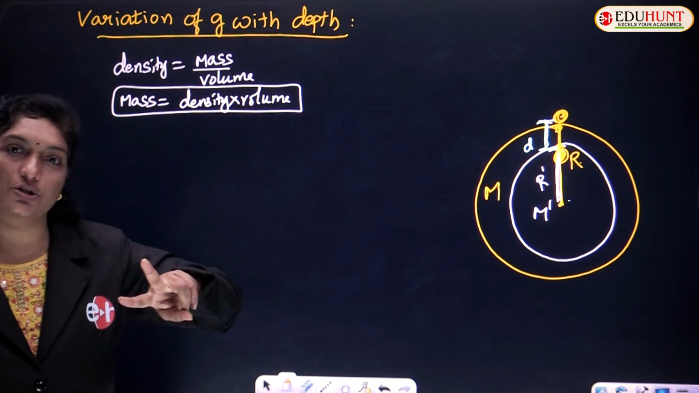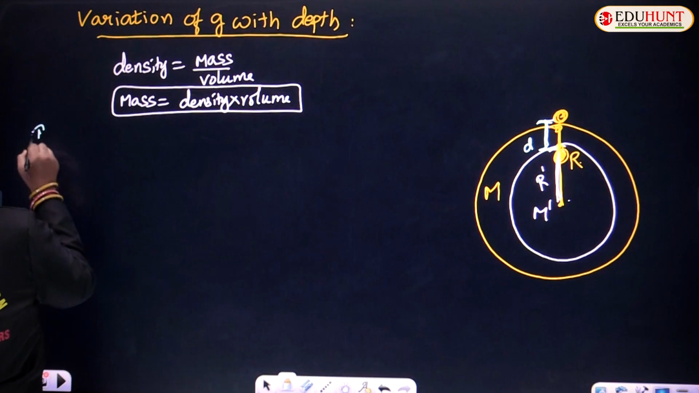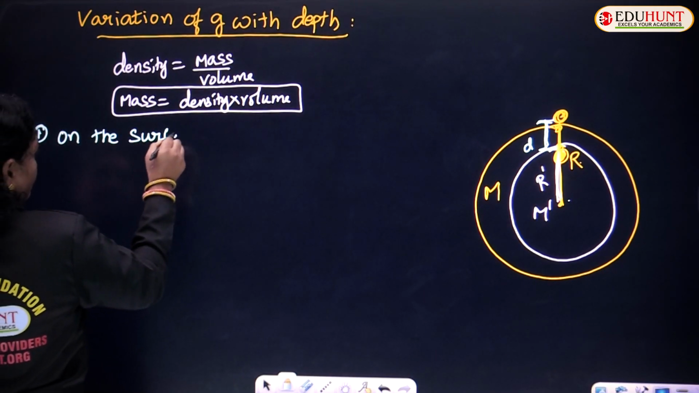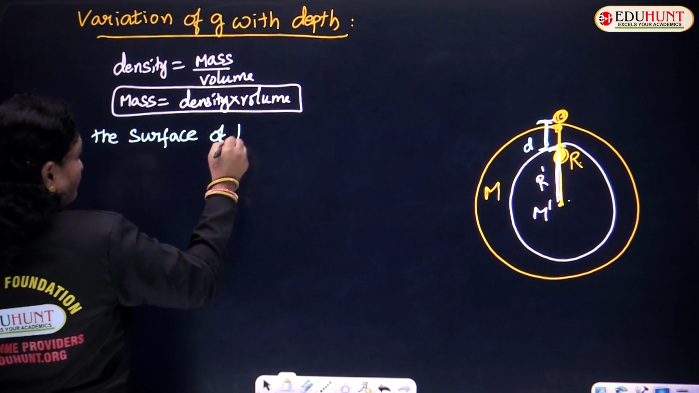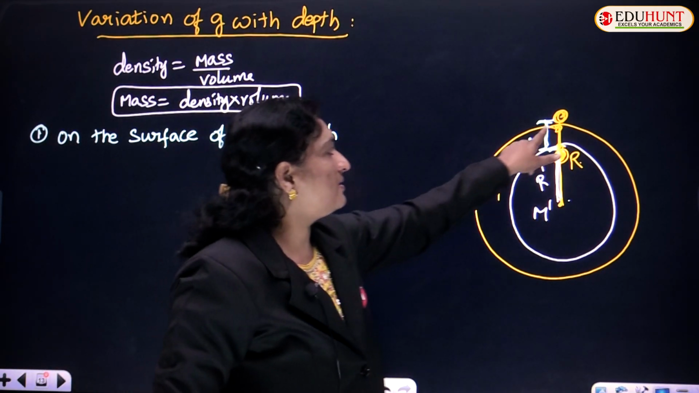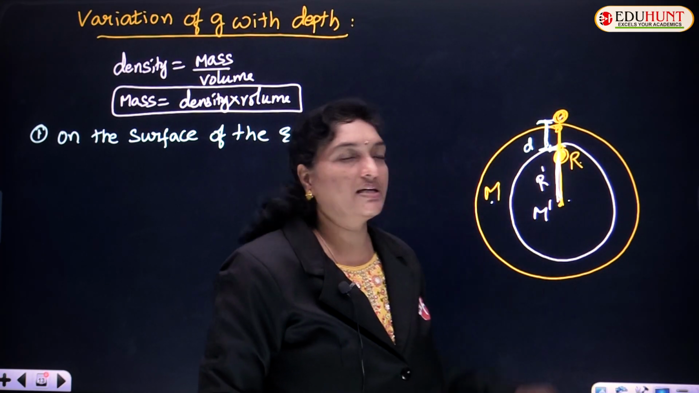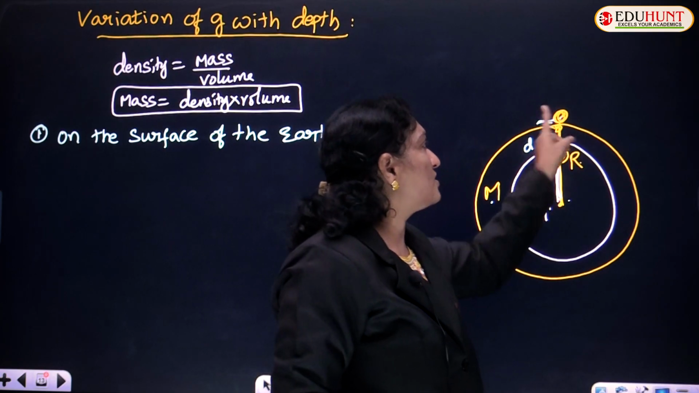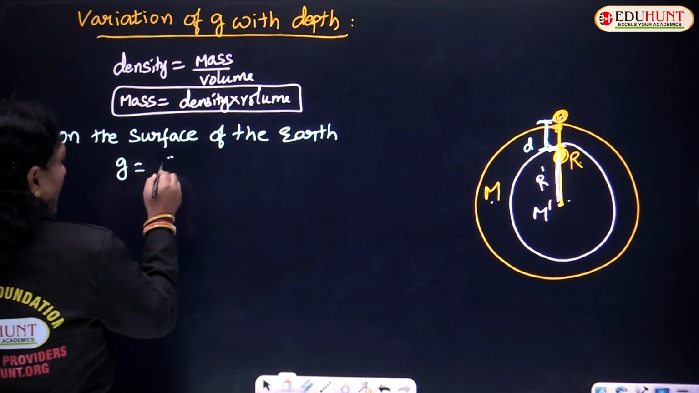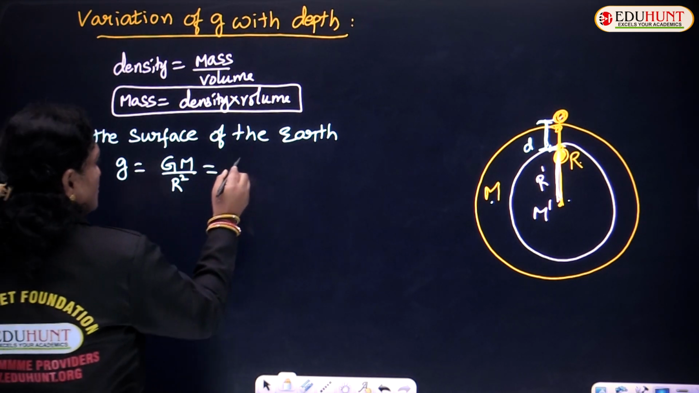Here also we will consider two conditions, children. Case 1: on the surface of the earth. On the surface of the earth, meaning this yellow color you identify, the complete mass m is affecting the body. Then the acceleration due to gravity in this case is g equals capital G m by r square.